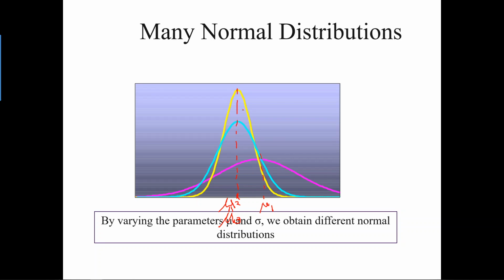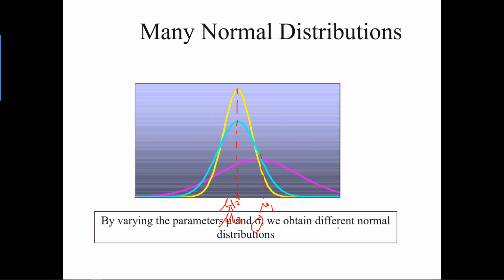However, you can see the yellow and blue curves are different. The reason is that the sigma values are different. So how does the sigma value affect the shape of my normal distribution? The larger the sigma, the flatter the curve. So look at these three curves.